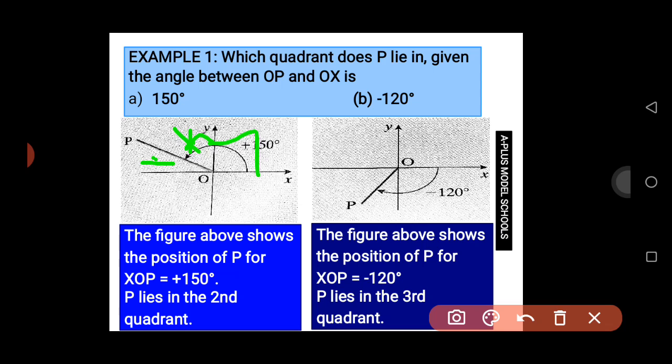So it means my OP is lying here, which falls in the second quadrant. So it means my plus 150 degrees will fall in the second quadrant.